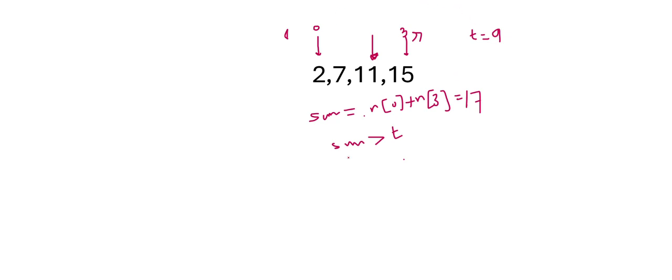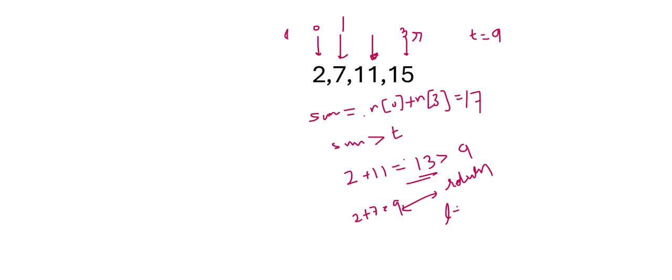So if we move here, now the sum will be 2 plus 11, which is 13, again greater than 9. So again we will move the pointer. Now the right pointer is at 1 and the left pointer is at 0 still. So now we will do 2 plus 7 is equal to 9, and this will meet the target, and since we need 1-based indexing, we will return L plus 1 comma R plus 1. That will be the solution.